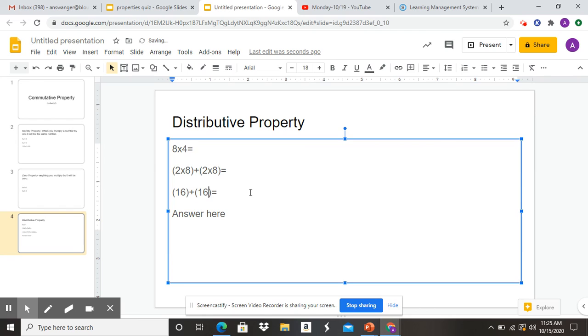So now since I've broken apart 4 into 2 and 2, I need to add those two equations together. So what's 16 plus 16? Well, I'll look in my tens place, and I know I've got 10 plus 10 is 20, and 6 plus 6 is 12. So 20 plus 12 is 32. So my answer is 32.